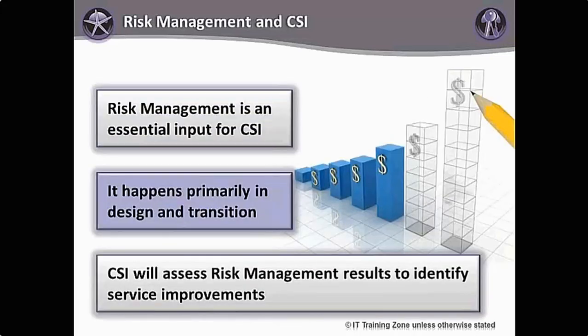You can see from what we've studied that risk management will be an essential input to continual service improvement. As we mentioned, risk management is primarily conducted during the design and transition stages of the service lifecycle. Continual service improvement will assess the results of risk management activities to identify service improvements through risk mitigation, elimination, and management throughout the whole service lifecycle.